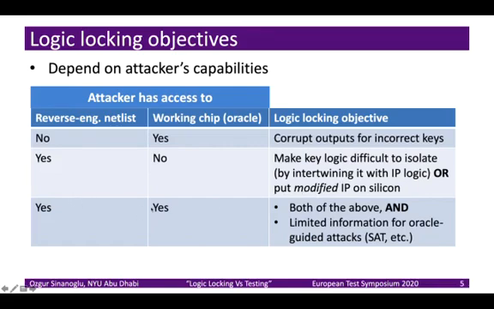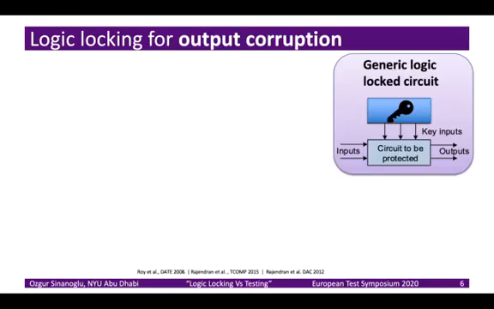And in the third threat model, where both pieces are available, the netlist and the oracle, we need to make sure that both output corruption and making the key logic difficult to isolate objectives are met, because we talked about them in the previous two threat models. In addition, we need to make sure that we give limited information to the attacker when they use the oracle to guide their attacks, such as the SAT attack and the sensitization attack. So these are the objectives.